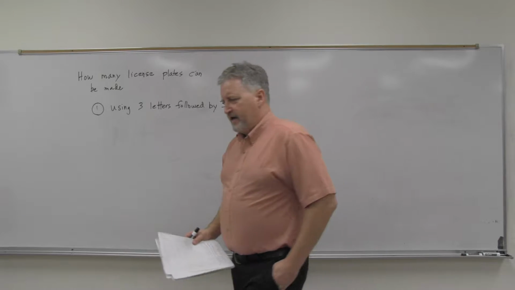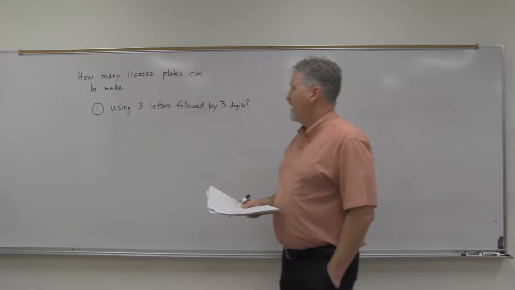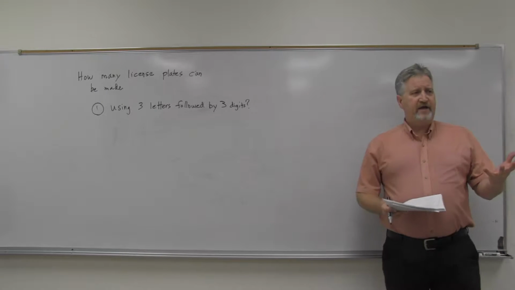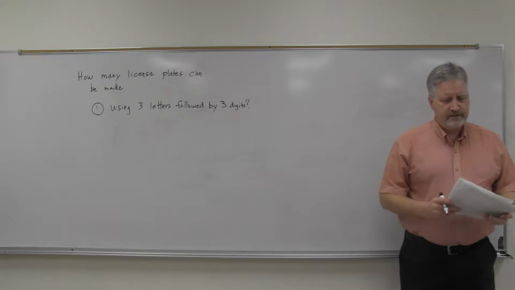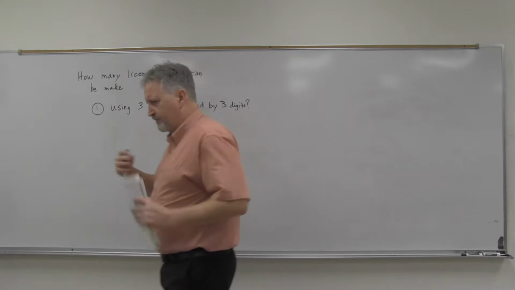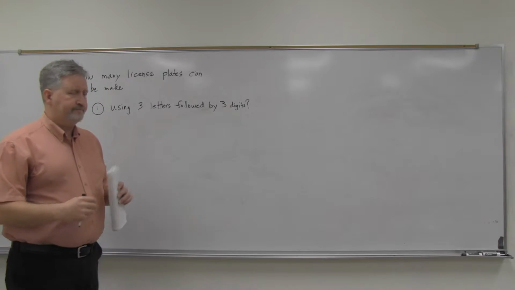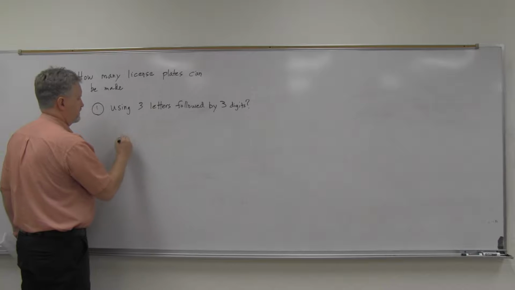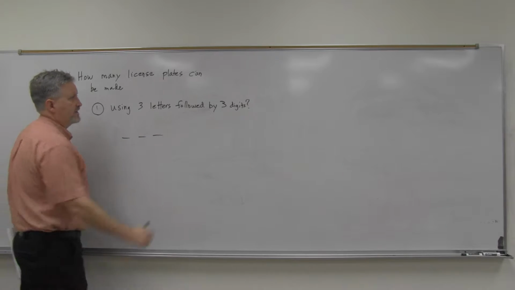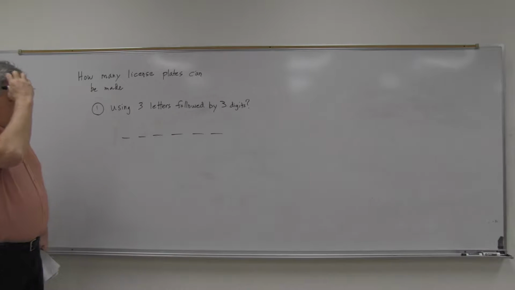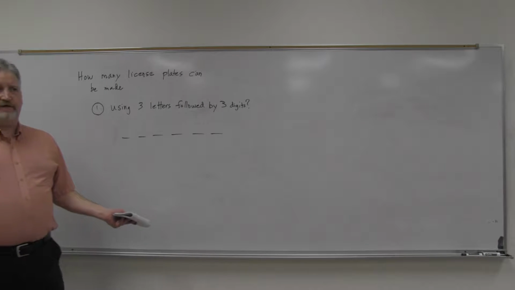All right, so let's think about how many license plates can we make with 3 letters followed by 3 digits. So this is kind of an extension of the fundamental counting principle here. Basically I've got 3 letters, so I want a blank for each letter. Then I've got 3 digits, and so that would be 3 more blanks. So I've got 6 blanks altogether, right?